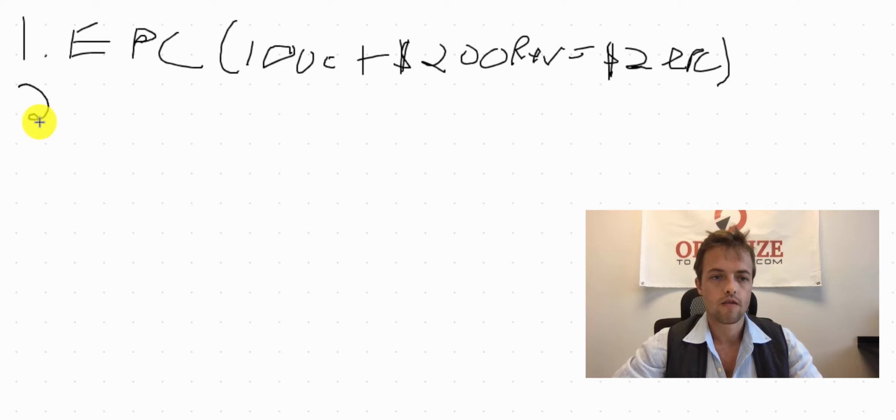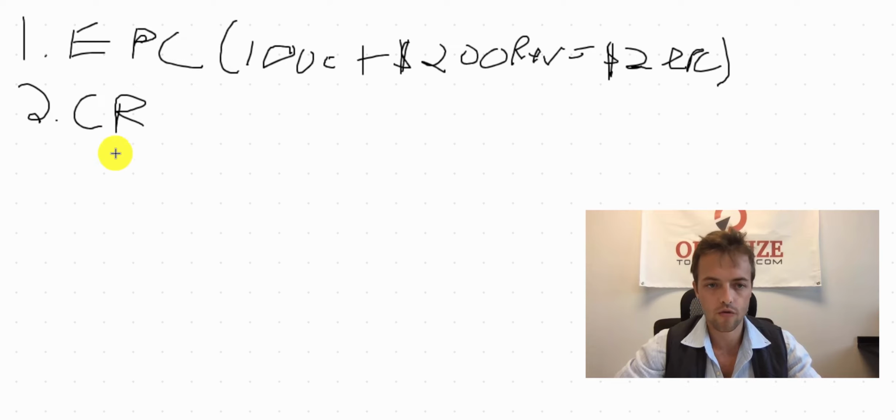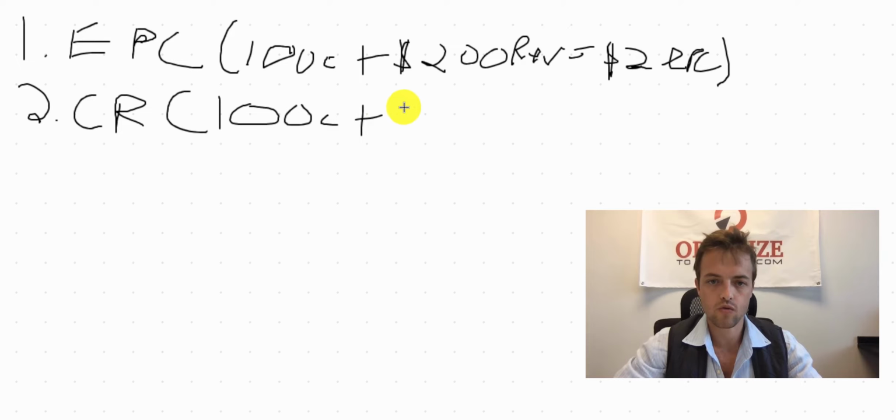Okay. The second term that you should be familiar with is called the conversion rate, or the CR. You'll see this term thrown around a lot, but the conversion rate just means how many sales occur after a certain amount of clicks. So let's say that you send 100 clicks to an affiliate offer and you get 2 conversions. That means that your conversion rate equals 2%.